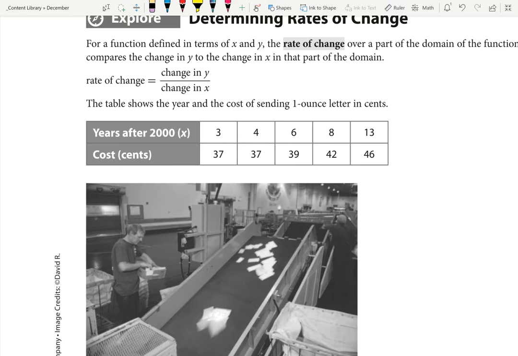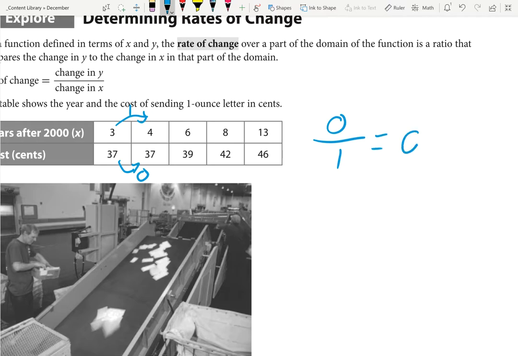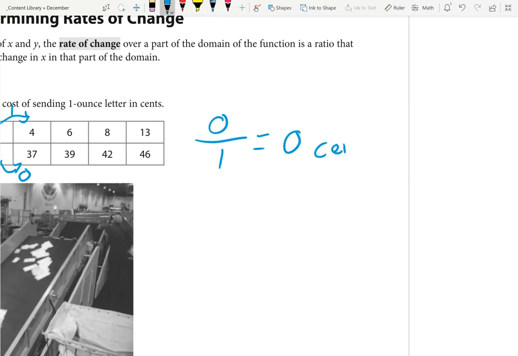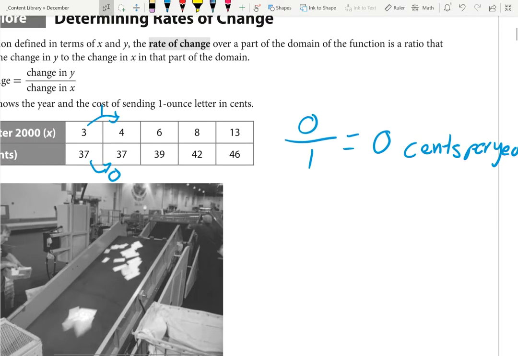So in this problem, we see for the first couple years, the change in y values is 0. And the change in x values from year 3 to year 4, that's a change of 1 year. So this rate of change, 0 over 1, is 0, indicating to us that over the course of year 3 to year 4, there was a 0-cent increase, or essentially 0 cents per year. Now that one doesn't really strike us as anything useful. So let's get on to the next part of this.